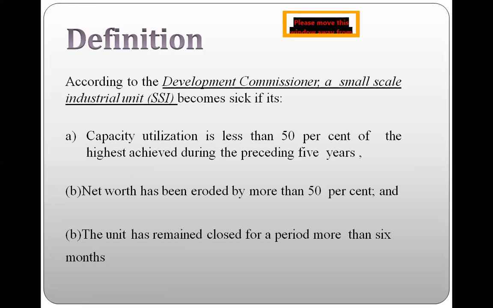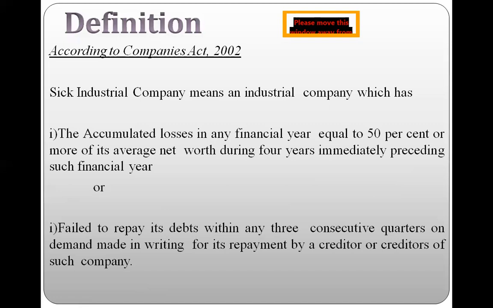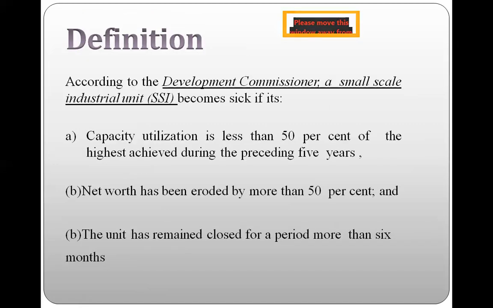So the Companies Act will define these kinds of companies as sick units. Next definition, according to the Development Commissioner, a small scale industrial unit (SSI) becomes sick if its capacity utilization is less than 50% of the highest achieved during the preceding 5 years. So in the preceding 5 years, the capacity utilization was less than 50%.